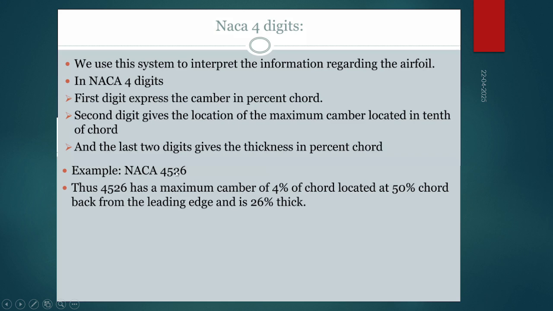NACA here is 4 digits. The first digit, this 4, is indicating the camber in percent chord, 4% chord. Next, the second digit gives the location of the maximum camber located in tenths of the chord, 50%. Because if you consider a symmetric one. And the last two digits, 26, will be giving the thickness, 26% of the thickness.